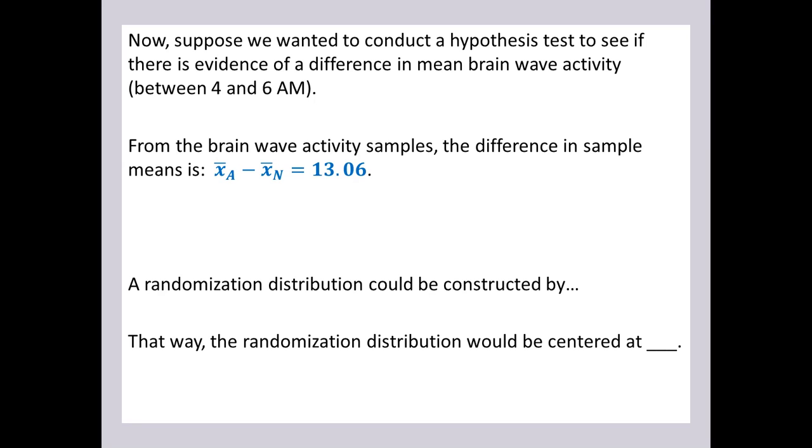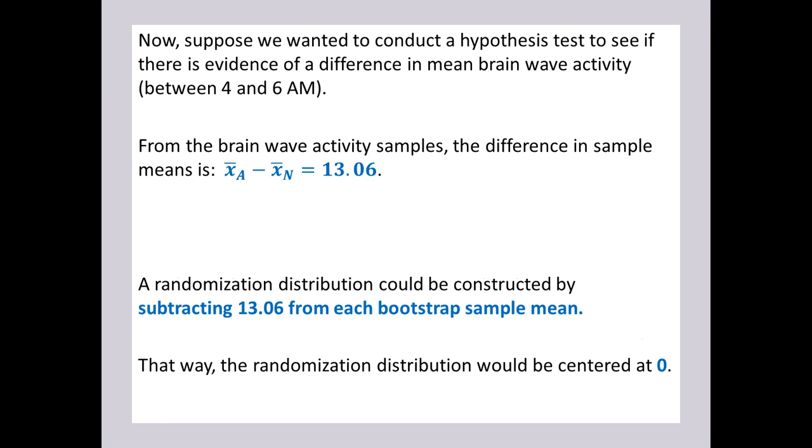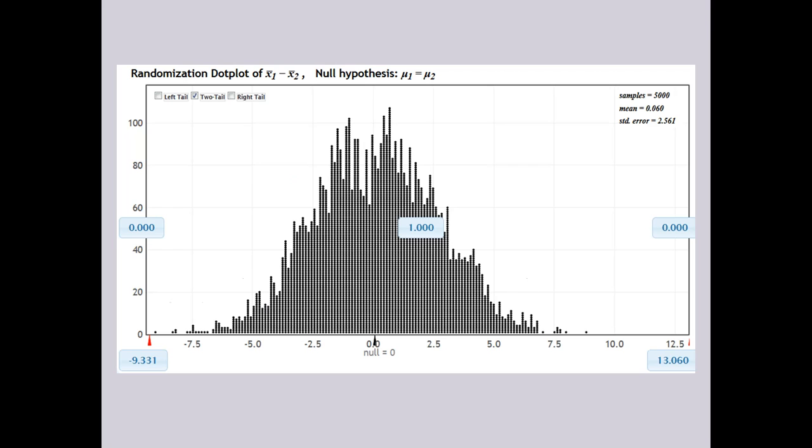If we're looking for evidence of a difference, then the alternative would be mu sub a is not equal to mu sub n. The null would be that mu sub a equals mu sub n, or mu sub a minus mu sub n equals 0. So the randomization distribution should be centered at 0, and the way that you can get there from the bootstrap distribution would be to subtract 13.06 from each bootstrap sample mean. That way you go from a distribution of simulated samples that's centered at 13.06 to a distribution of simulated samples that's centered at 0. There's the randomization distribution with the p-value displayed.